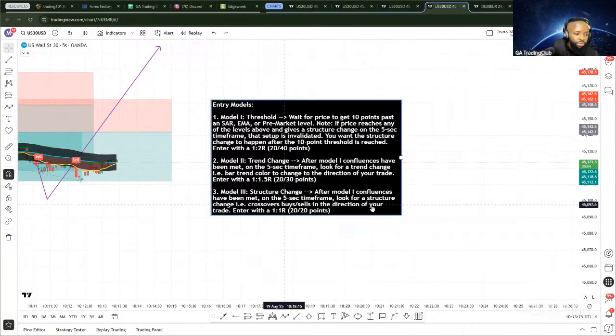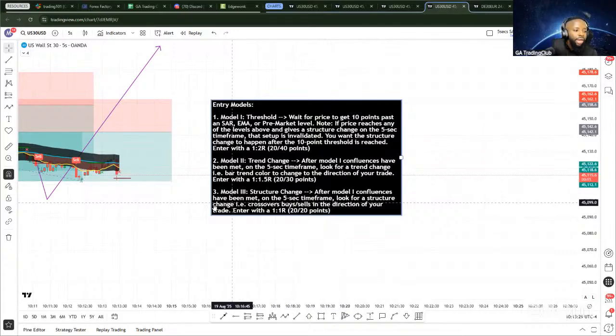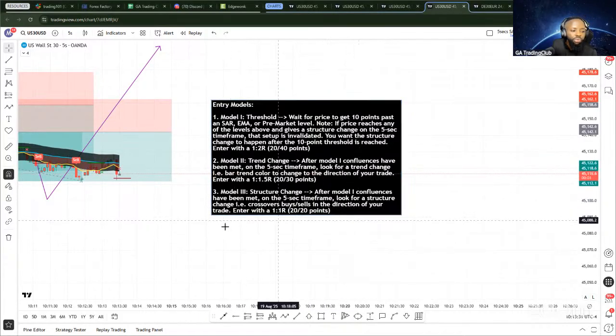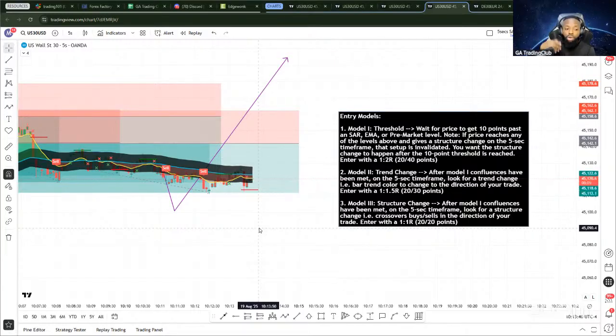Then again, Model 3 structure change. So after Model 1 confluences have been met, on the 5-second time frame, look for a structure change, right? In our case, you're just looking for a red X or green X. If you're looking for sells, just look for the red X, and that's what Model 3 is what we use for our official trades.